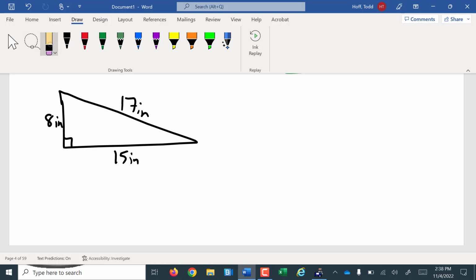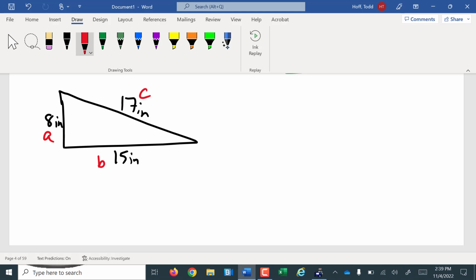So here, let's check to see if this is a right triangle. I kind of drew it like a right triangle, but let's check to see. So what two sides would have to be the legs? 8 and 15. So 17 would have to be the hypotenuse.